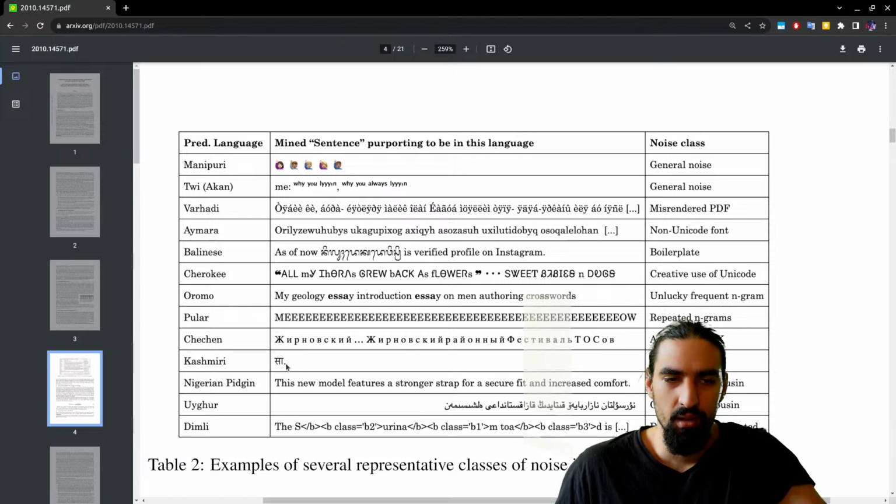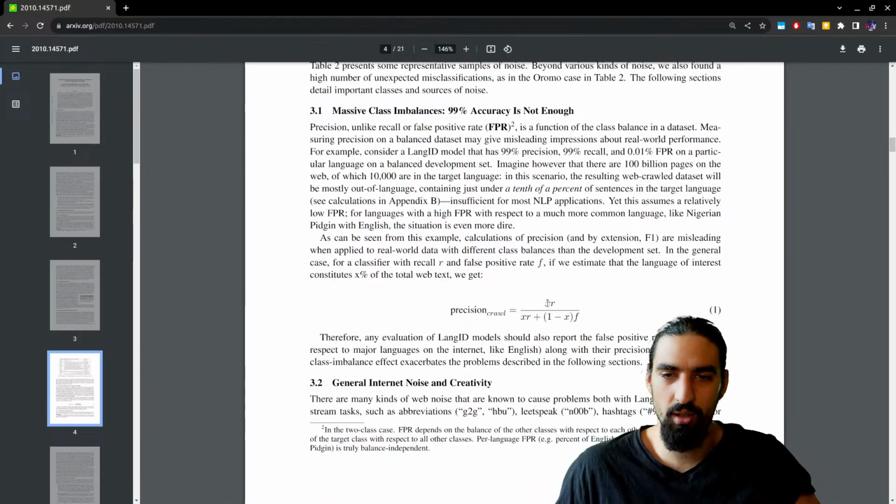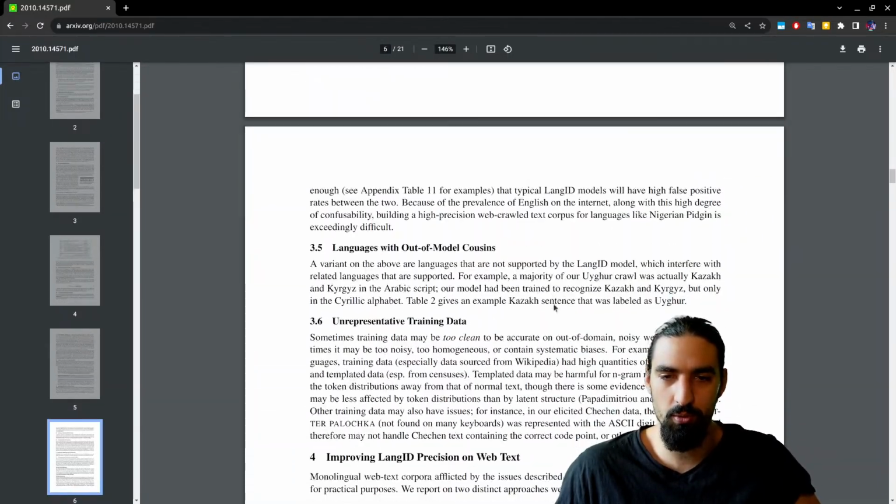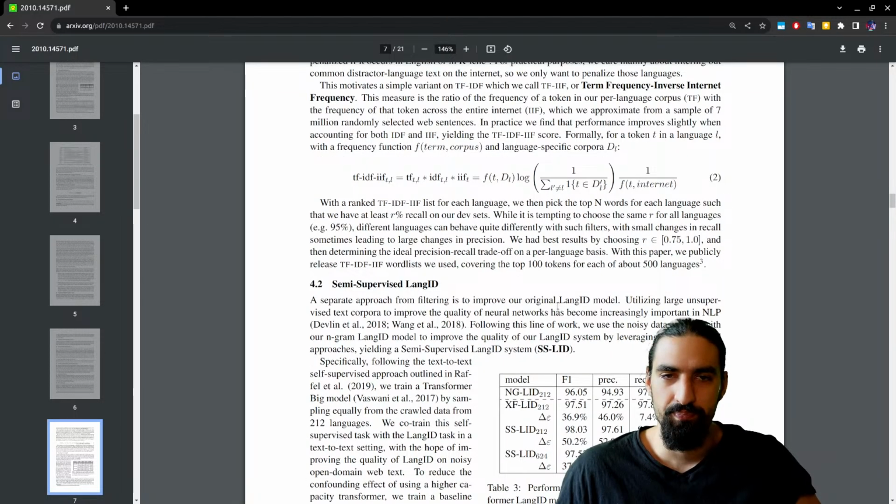And then Kashmiri, short, ambiguous. This new model features a strong strap for a secure fit and increased comfort. High resource cousin. Uyghur, out of model cousin. Dimly. DS Suriname. Toad is deliberately obfuscated. Interesting. Okay, so there are weird things going on in these internet scale corpora, to say the least. Okay, this is just TF-IDF stuff.